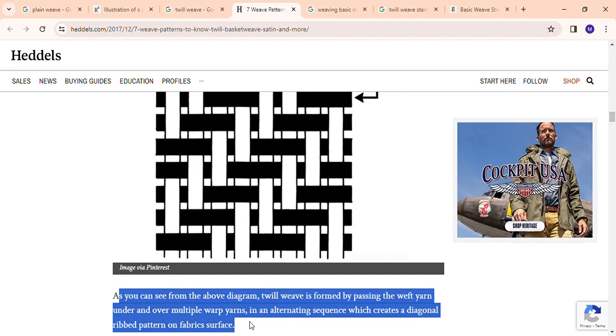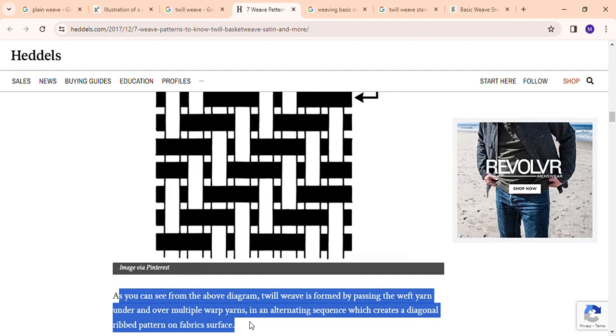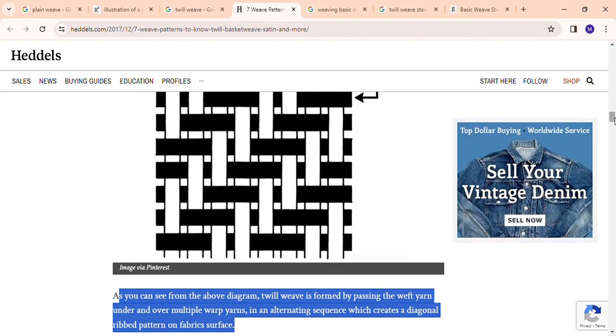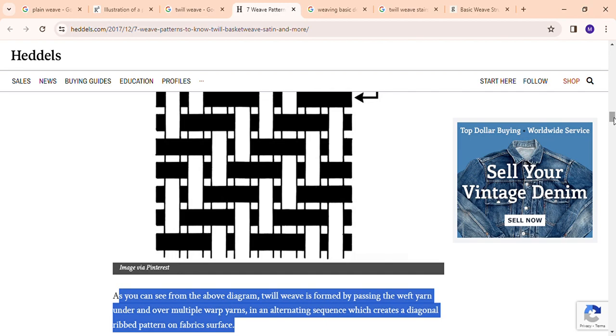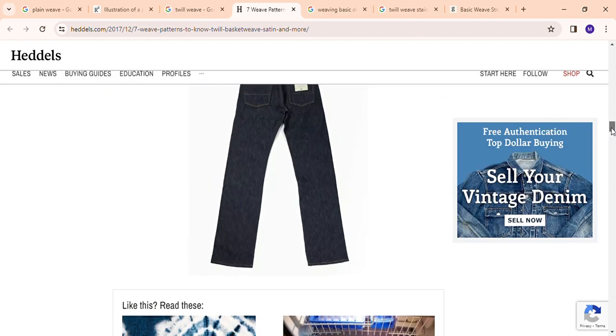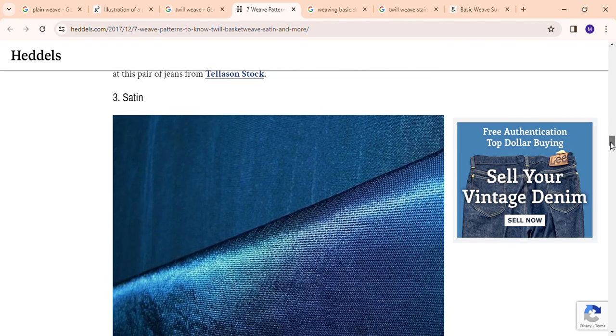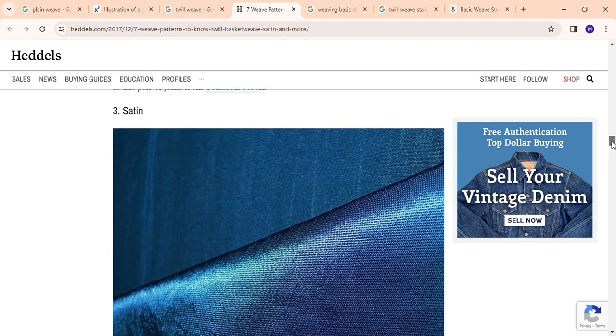If you are using the hand weaving method, and you have jute, or macrame, or paper, or any other material like plastic thread, or shopping bags, plastic stripes, you just focus on the diagonal ribbed pattern. When you make 5 to 6 lines, it will show whether you are doing it the correct way or there are some corrections. As I told you, it's mainly used for denim, so they are giving us the examples. Number 3 is satin weave.